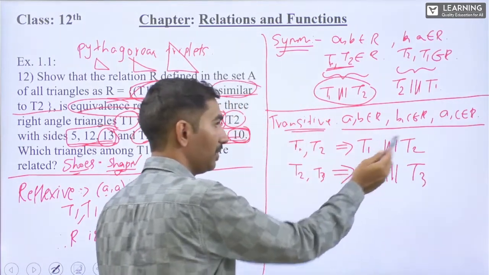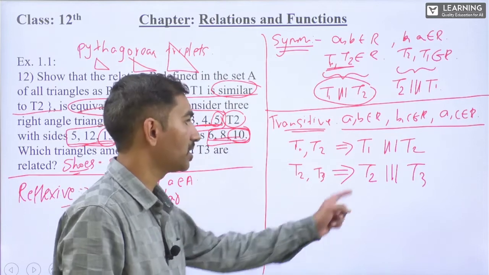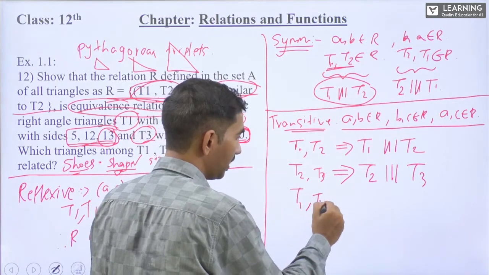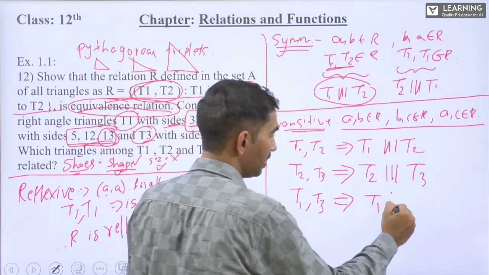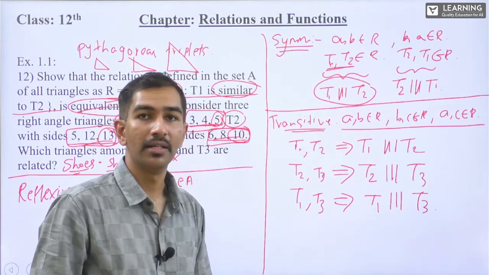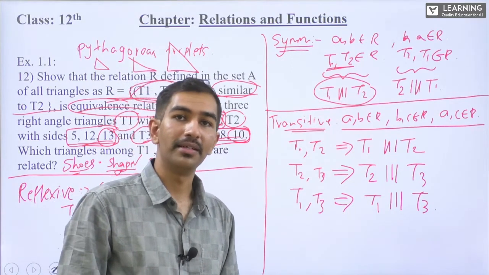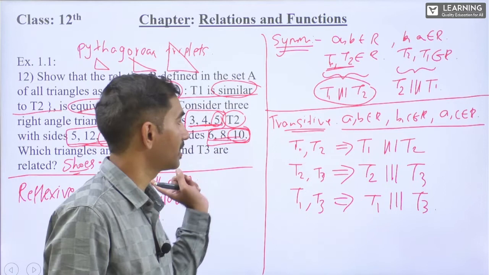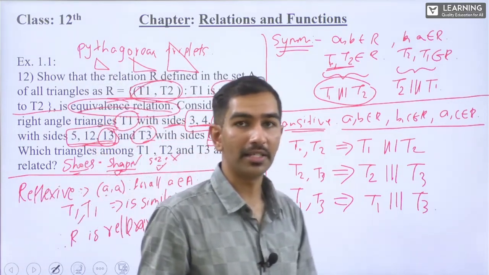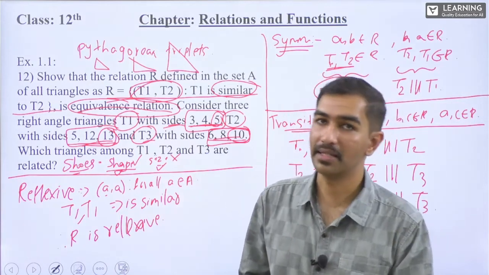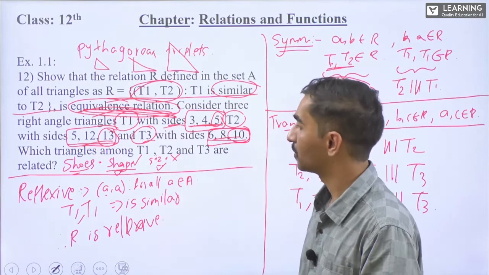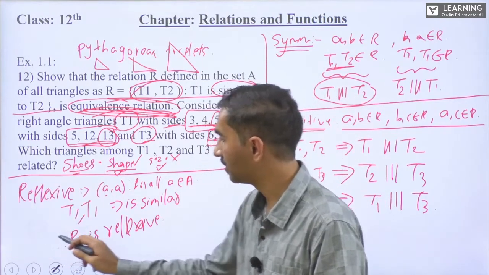Understand? T1 is similar to T2. T2 is similar to T3. Then obviously, students, (T1, T3) also exists, right? Which means T1 is similar to T3. Which means the given relation is also transitive in nature. Reflexive is done, symmetric is done, transitive is done. So we have proved three properties: reflexive, symmetric and transitive. Therefore the given relation is what? Equivalence relation.